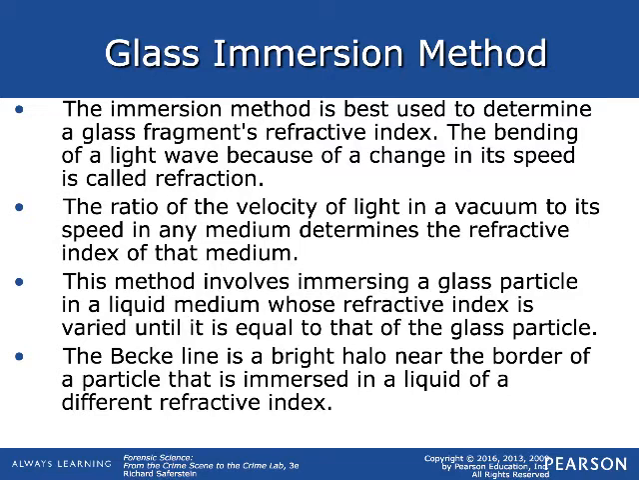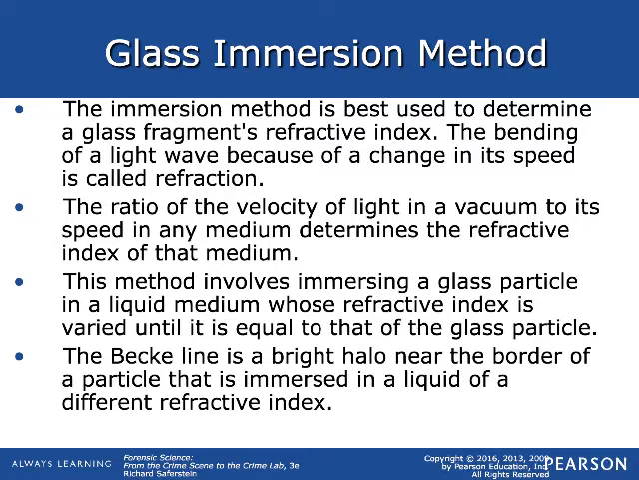Okay, so what you do is you take the glass particle and you put it into a liquid medium that has a different refractive index, and you want to find a liquid that has the same refractive index as the glass particle. I'll show you an example. You can do this with a microscope. You can take a fragment of glass and put it on a slide, and then add different liquids with different refractive indexes.